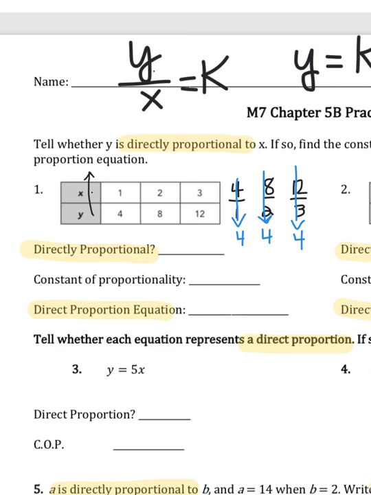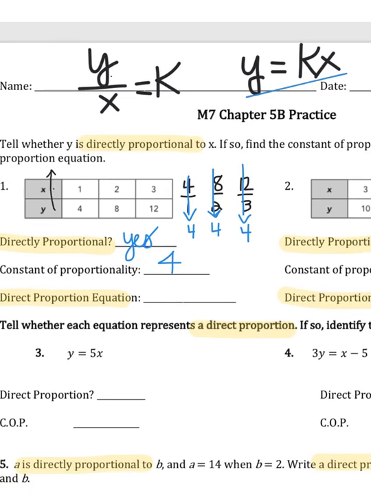So are these all directly proportional? Yes. What's the constant? 4. So what would the equation be? That looks like this. Y equals the constant, which is 4x. As simple as that. Now, you could also look at it like this. I just divide 4 divided by 1, 8 divided by 2, 12 divided by 3. So it would be 4, 4, 4. That's another way to look at it.